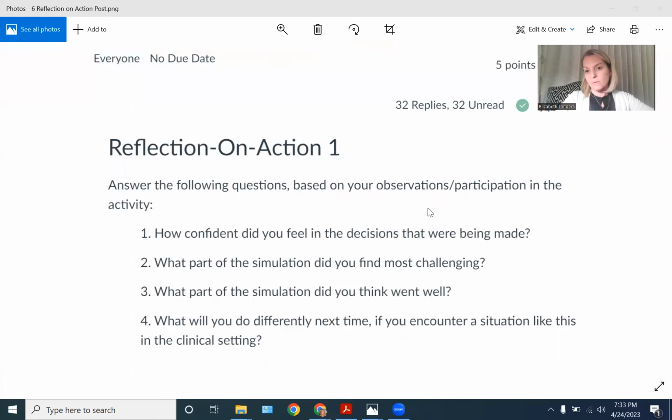Once the case is done, we think it's really important that they reflect on what they took away from the case so that they can build that intuitive thinking that's really important to clinical judgment in nursing. And we ask them to do that by answering some facilitated questions. So we ask them of their confidence in the decisions that were being made during the case, what part of the simulation they found the most challenging, and what part of the simulation they think went really well. And then we ask them what would they do differently next time if they encountered a situation like this.